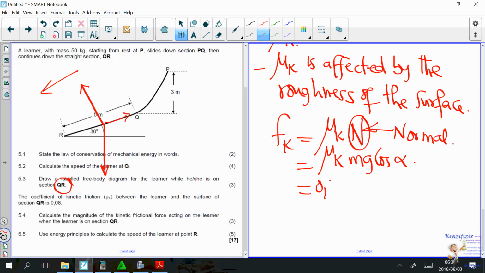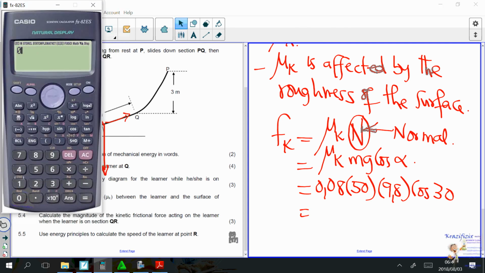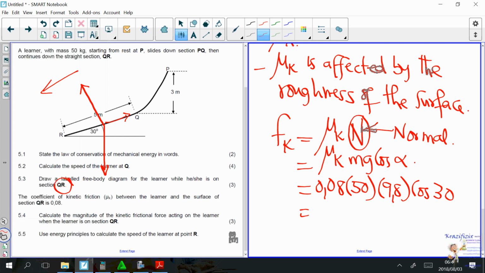What is my mu k now? It's going to be 0,08. What is the mass? 50. What is g? 9,8. And cos 30. All right, let's run to the calculator quickly. 0,08 multiplied by 50 multiplied by 9,8 cos 30. What do I have? 33,948. All right, which is 33,95 newtons.